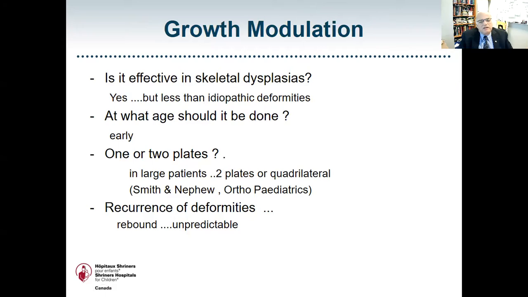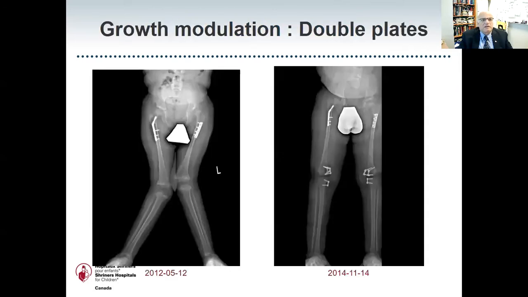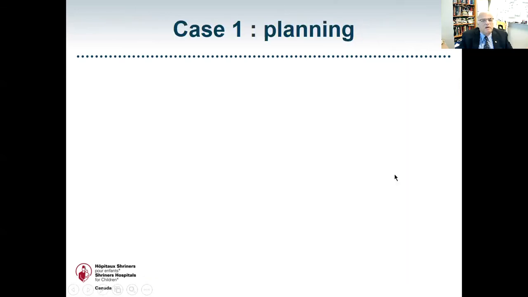Growth modulation is used extensively in pediatric orthopedics, specifically for correction of deformities in the skeletally immature. Can you use it in skeletal dysplasia? The answer is yes, but it is less efficient, less effective than in other idiopathic deformity. Should be done early. We can use 2 plates or quadrilateral plates, and the rebound is completely unpredictable. This is, for example, in growth modulation, severe valgus deformity that can be corrected with the use of double plates.